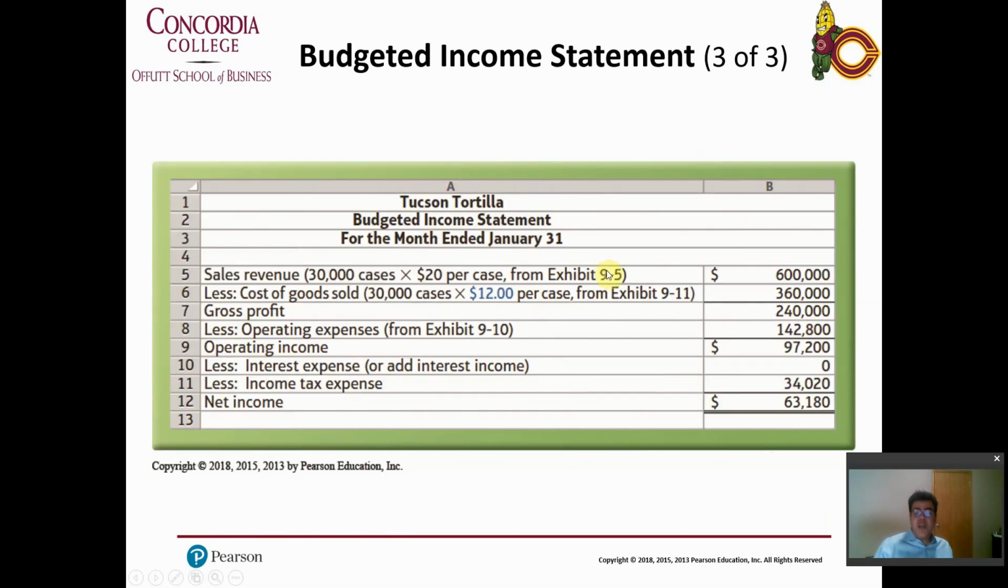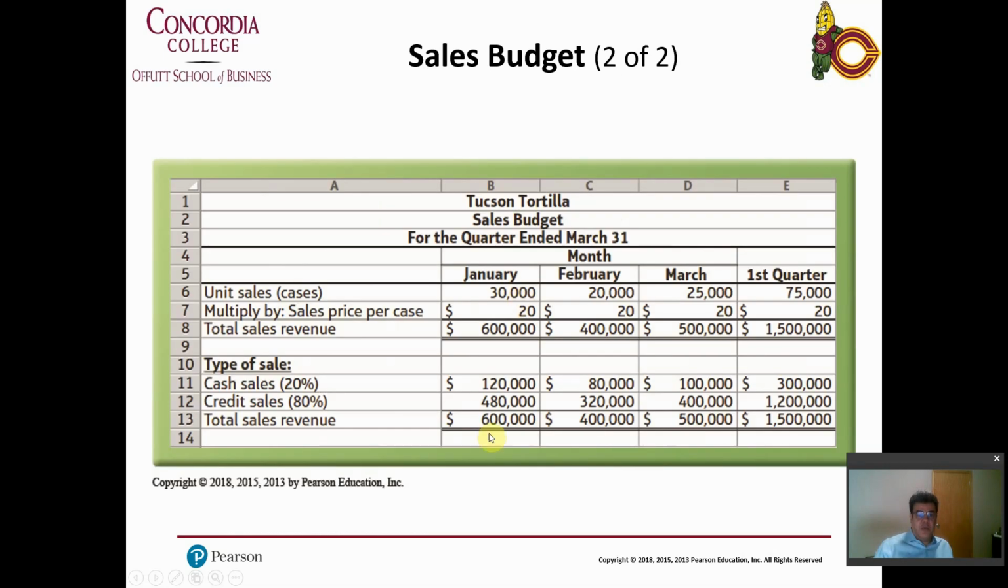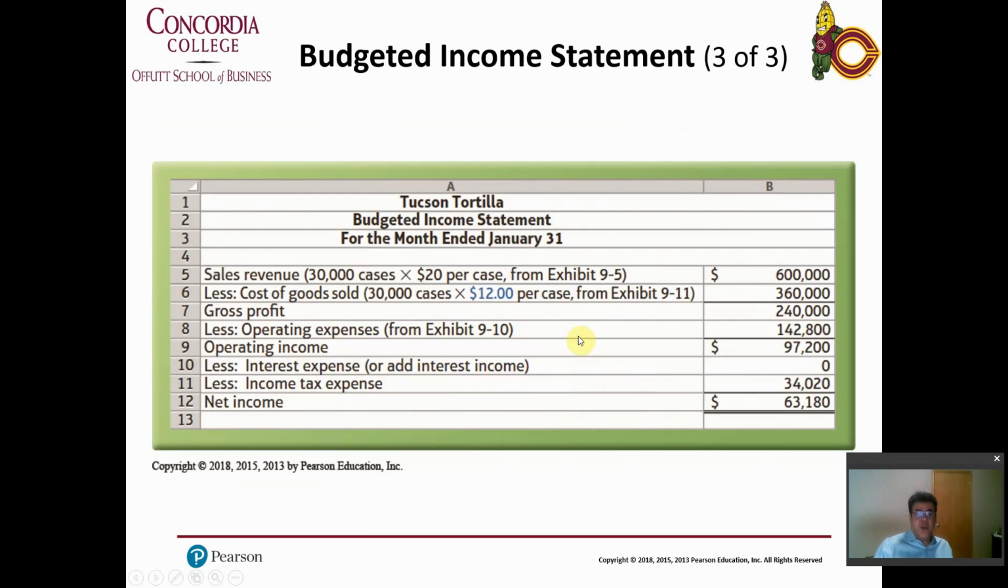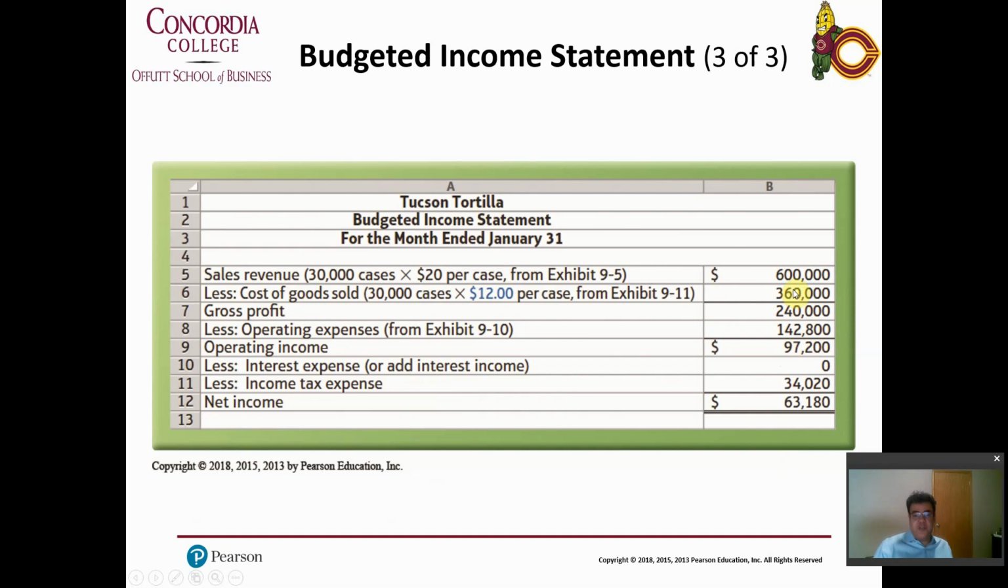So our income statement is sales revenue $600,000. And then we are doing only for the first month, okay? So sales revenue first month, we have it here, $600,000. And then cost of goods sold, 30,000 units. The same because it's cost of goods sold, not the cost of production. Pay attention. Times $12, our cost per case. So 360.